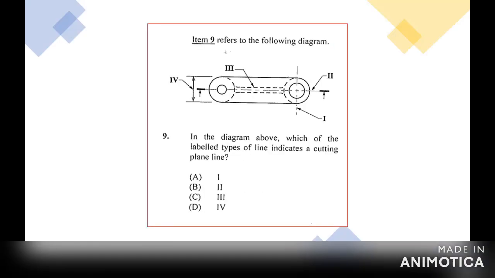Number 9, in the diagram above, which of the labeled types of line indicates a cutting plane line? Okay, the cutting plane line would be the line that has the 2 arrows going up, one on the left side of the circle and one on the right side of the drawing. So those two would cut the line, and so that would be B, which is 2. So it would be labeled 2. That would be your cutting plane line.